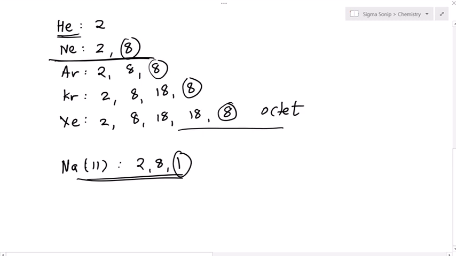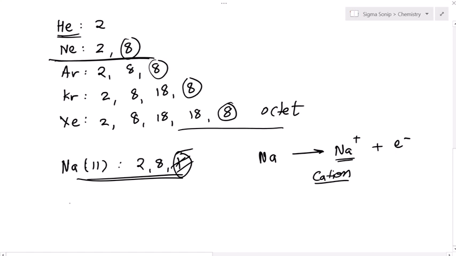We can write an equation for that as well. So sodium will lose an electron and it will become a positive ion, and positive ions are basically known as cations. So sodium becomes a cation. And when it loses that electron, it is left with electron configuration of 2 and 8, which is similar to the electron configuration of neon here.